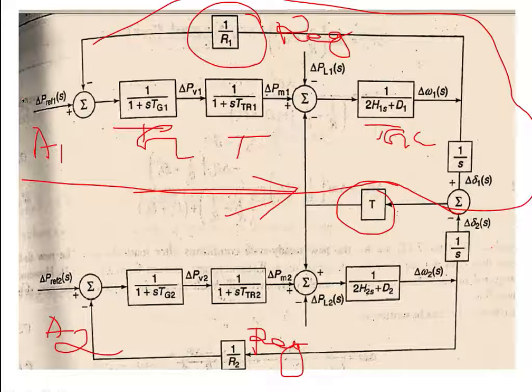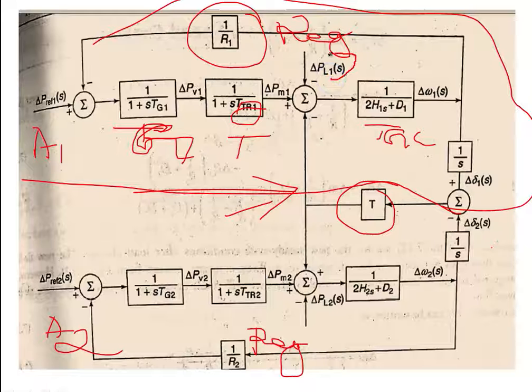The first input is the change in power, that is the reference power. This is the generator block diagram. The general block diagram of generator is 1 over 1 plus S TG, where TG is the time constant of generator 1. So the change in power delta PV1 goes to 1 over 1 plus S TR1, the regulating characteristic of the turbine. The output gives us the change in mechanical power delta PM1.